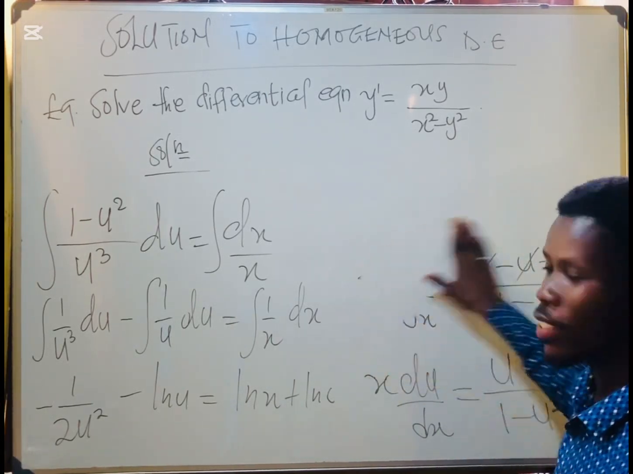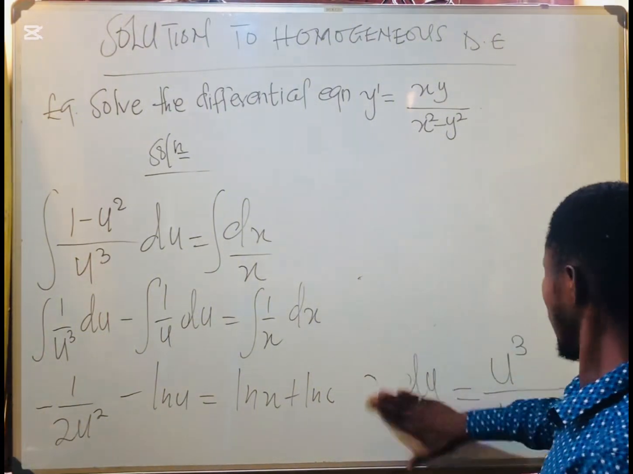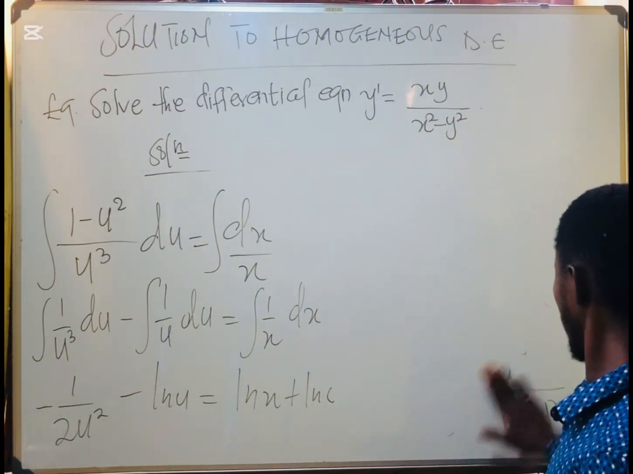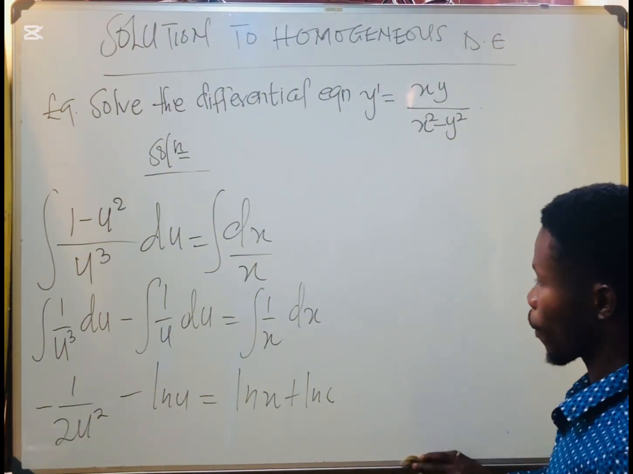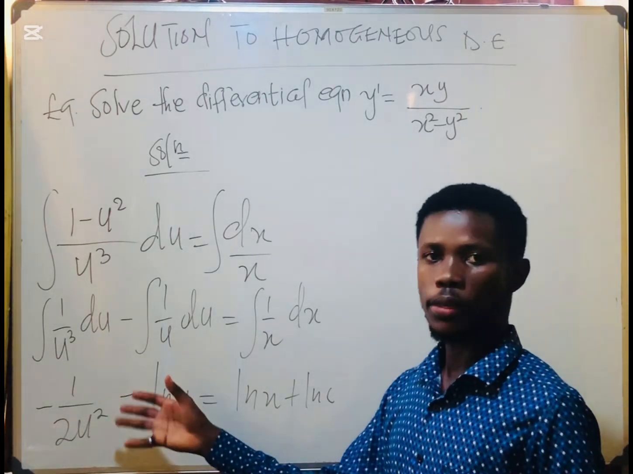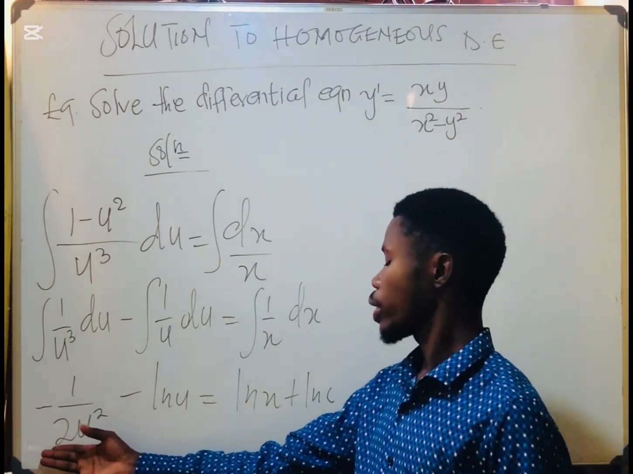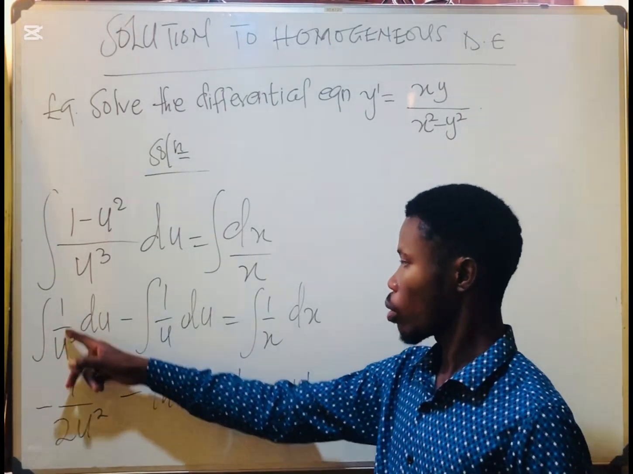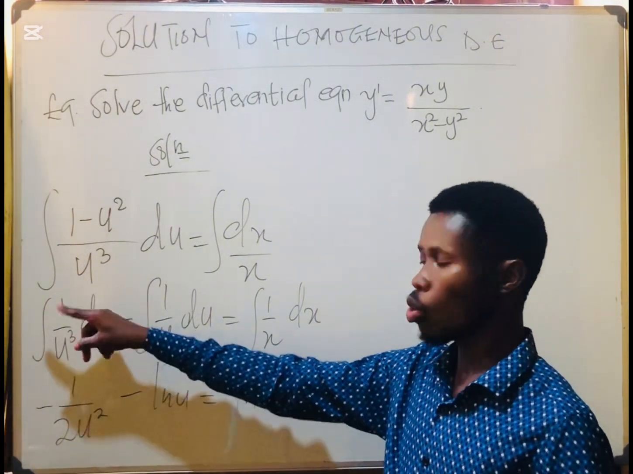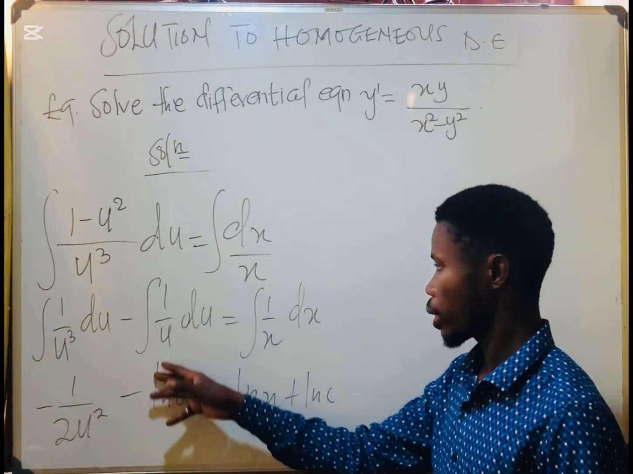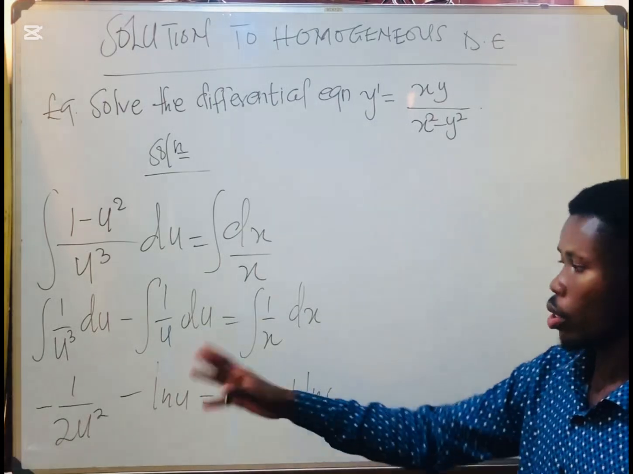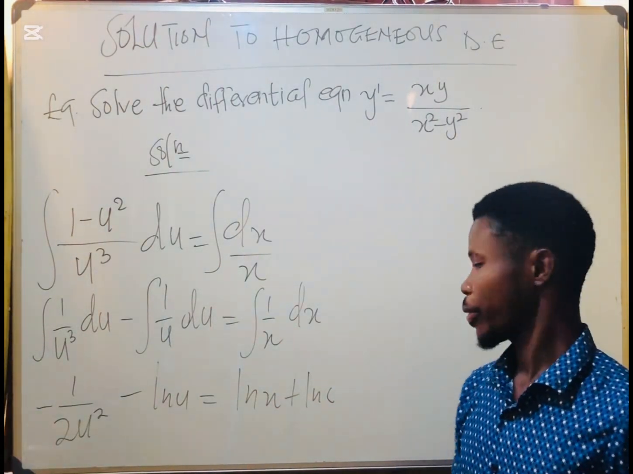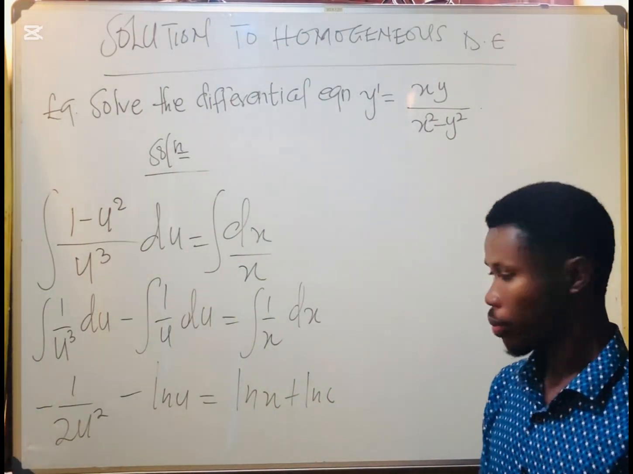For the integration, you realize that this is 1 over u cubed. You have to send the u cubed to the top, then you do the integration. This is a function and its derivative, so this is what you get. Very good. Now, we are not done.